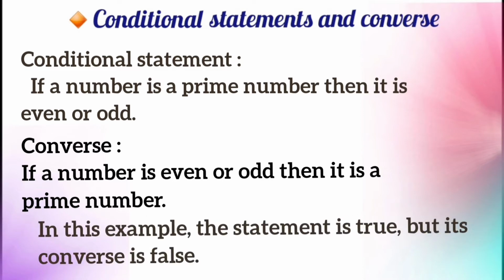Therefore the converse of the statement is completely false. But the conditional statement is true. A prime number can be even or odd. But it is not possible that all even and odd numbers are prime numbers. So therefore in this example, the converse is false but the conditional statement is completely true. So I hope you have understood what a conditional statement and the converse of the statement are.